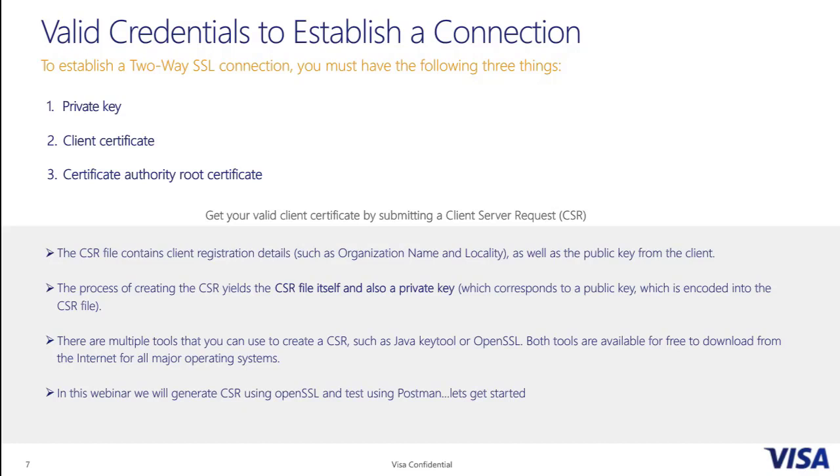There are going to be multiple tools that you can use to create a CSR, such as the Java Keytool or OpenSSL. Both of the tools are widely available and are free to download from the internet. But for the scope of this webinar, we're going to focus on generating the CSR using OpenSSL, and then show you how to test that connection through Postman. So let's get started. But one more thing, just remember the private key, client certificate, and the certificate authority root certificate. It's a mouthful, I know.